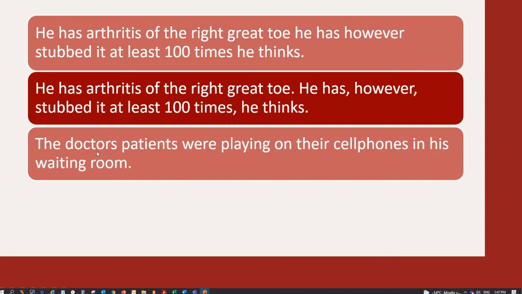Okay, here we go with our possessives. The doctor's patients were playing on their cell phones in his waiting room.